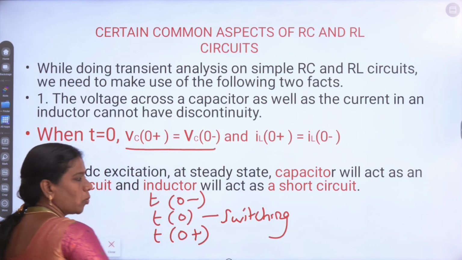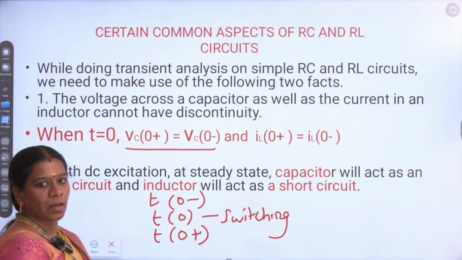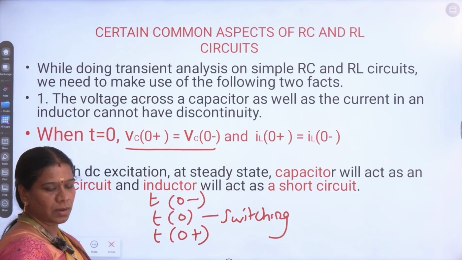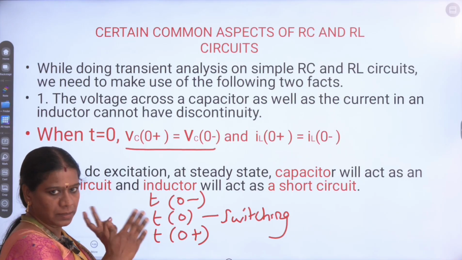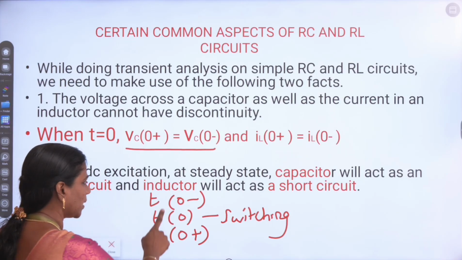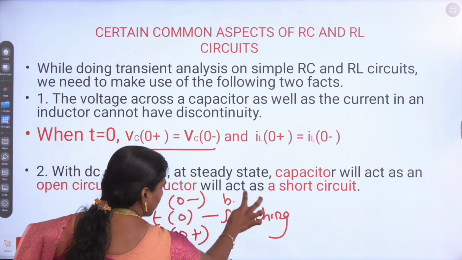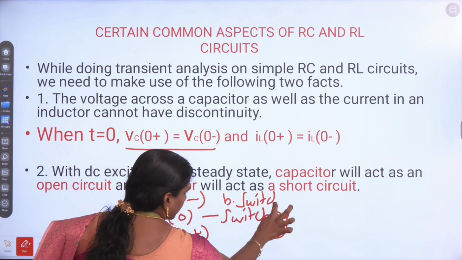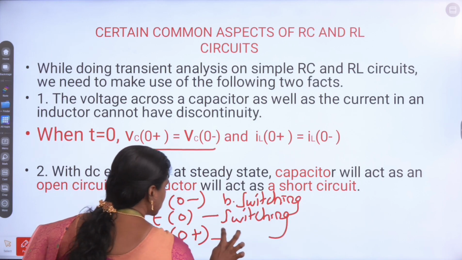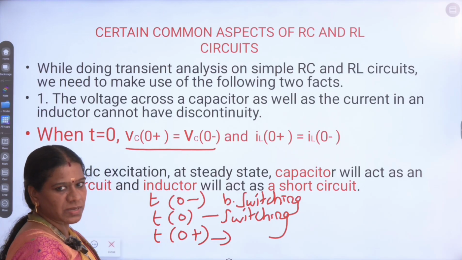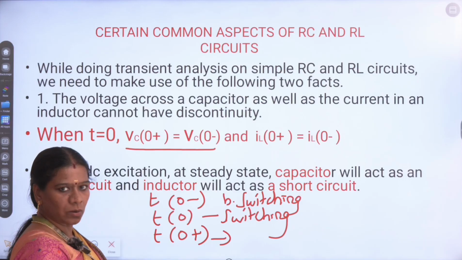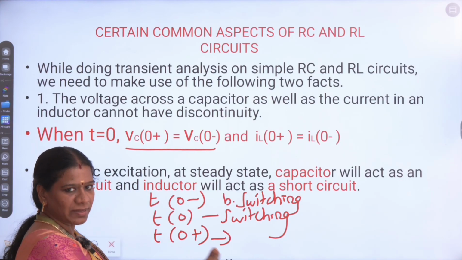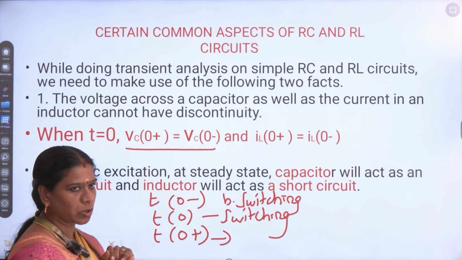Then what is t of 0 minus? Before switching, before giving the supply to the circuit, or after removing the supply from the circuit, what will be the condition of your circuit? That is nothing but t of 0 minus, so this is before switching. And t of 0 plus is nothing but after switching, after a certain period of time. At time t equal to 0 the switch is closed, and just after the switching, that condition is said to be t of 0 plus.